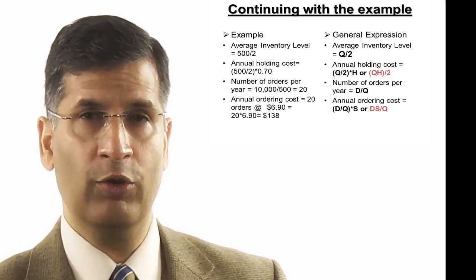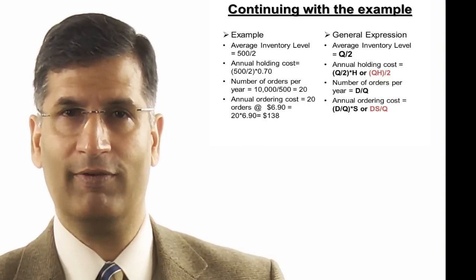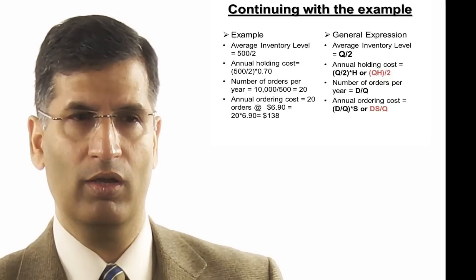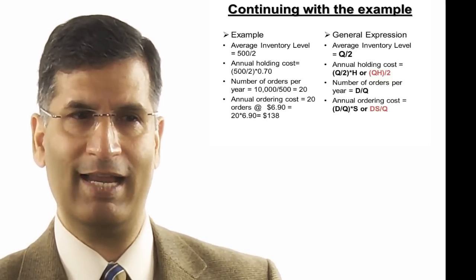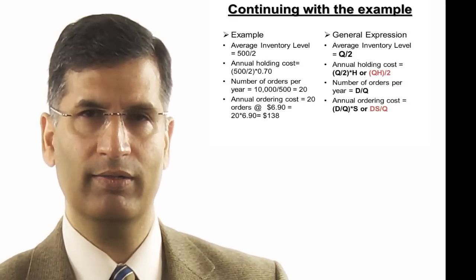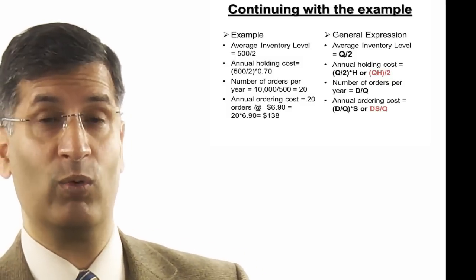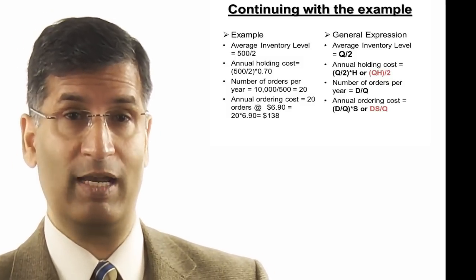So continuing with the example, what is the average inventory level? 500 divided by 2. And therefore, the general expression is Q divided by 2. Remember, the quantity that they are ordering every time is 500. That's only to help you understand what is the current practice, but the general expression is Q divided by 2.